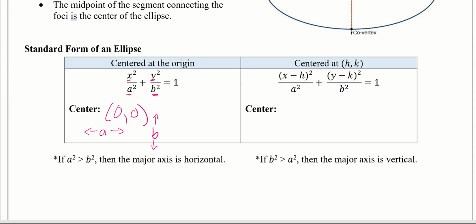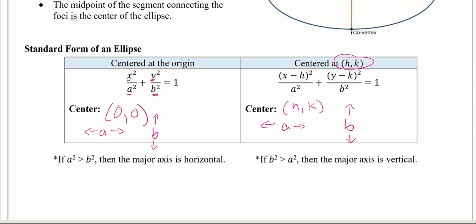Now, same idea with the equation, but now I have it with h and k. Our center is now going to be the opposite of h and the opposite of k because of these minus signs, so the opposite sign on both of them. Same exact thing with A and B because of where the A is located. A is a left and right thing, B is an up and down thing.